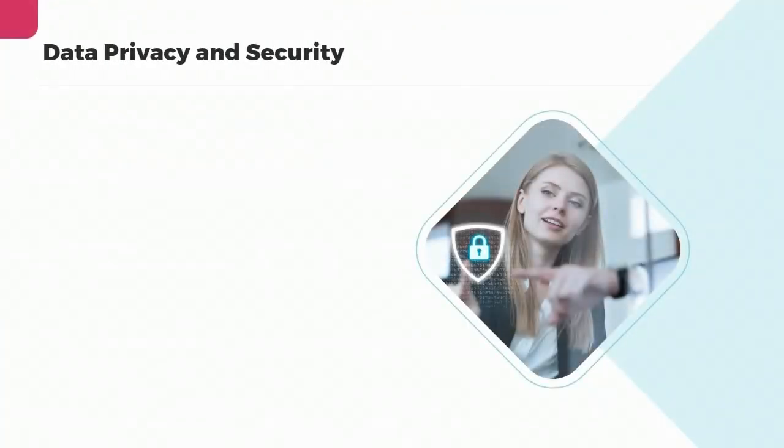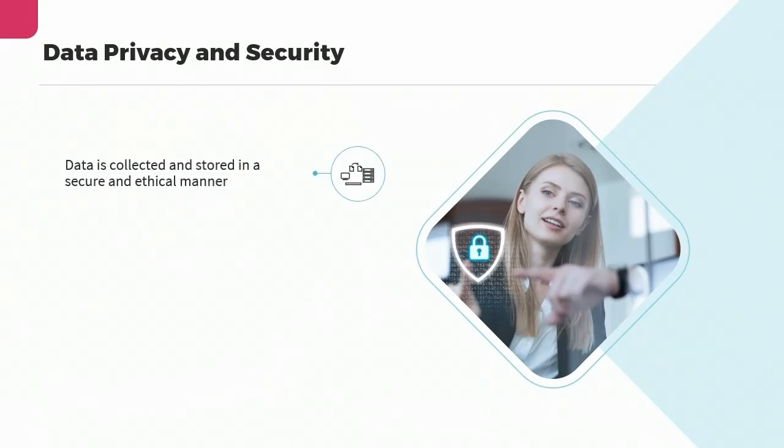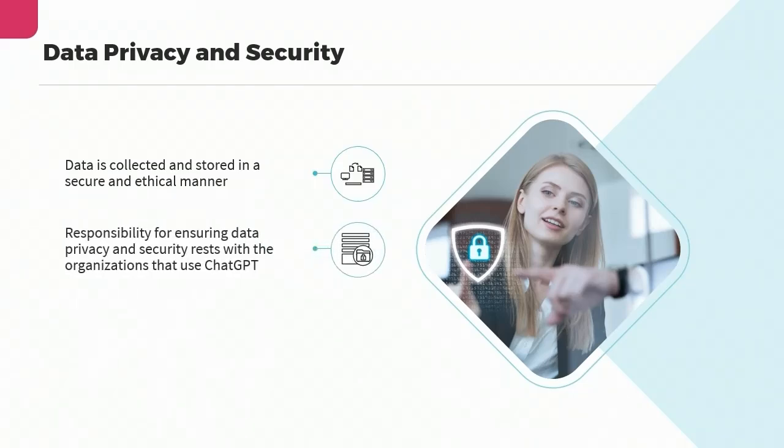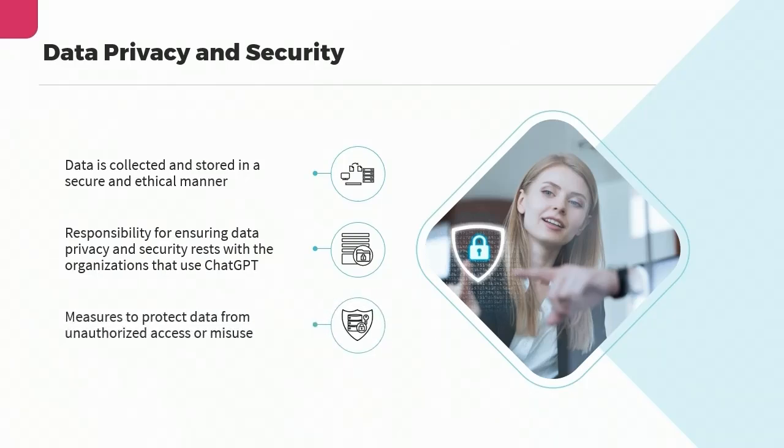Second, the use of ChatGPT should never compromise privacy or data security. Because ChatGPT requires access to very large amounts of data, which can potentially include personal and sensitive information, it's essential to ensure that this data is collected and stored in a secure and ethical manner. In addition, people must have control over how their data is used and shared. This responsibility rests with the organizations that use ChatGPT, who must take appropriate measures to protect data from unauthorized access or misuse.